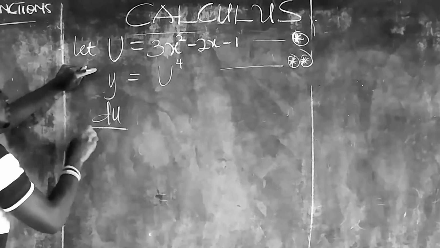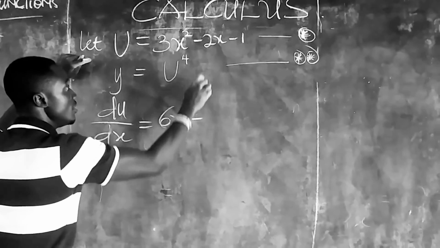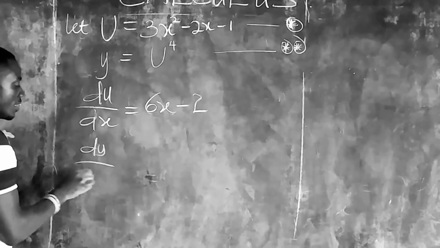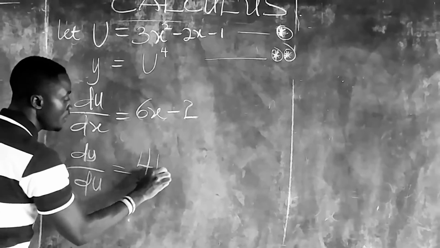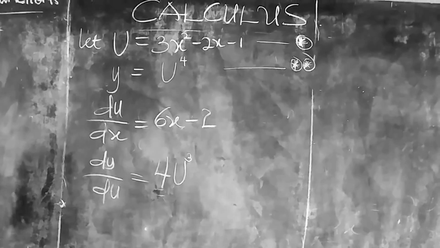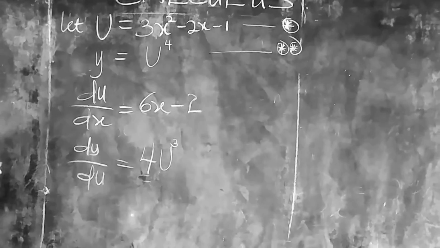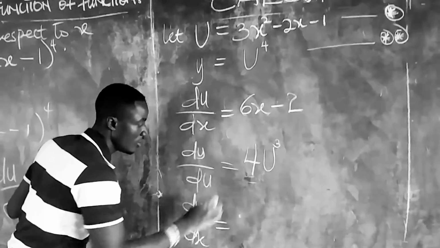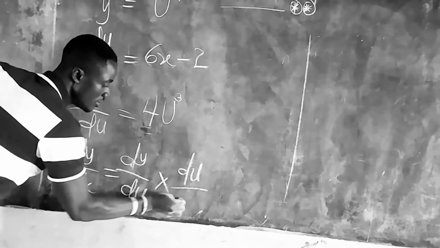So your du dx will be equal to 6x minus 2. Good. So from equation star star, your dy du will be equal to 4u exponent 3. Then, after differentiating from the two equations, you ask yourself, what does the chain rule say? By formula, it says that your dy dx is equal to dy du times du dx.